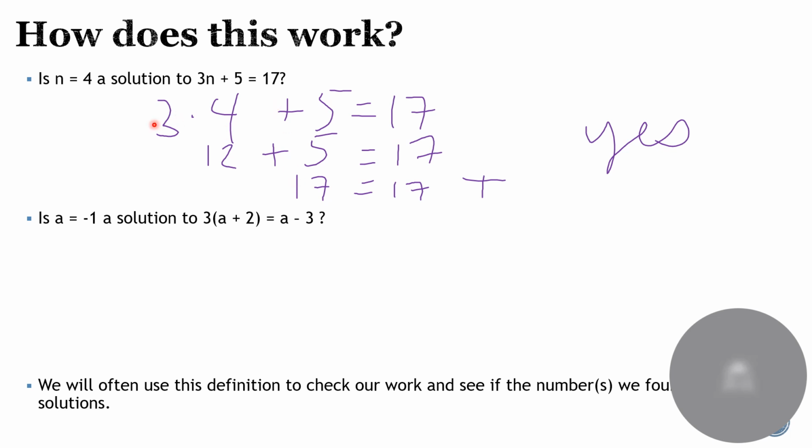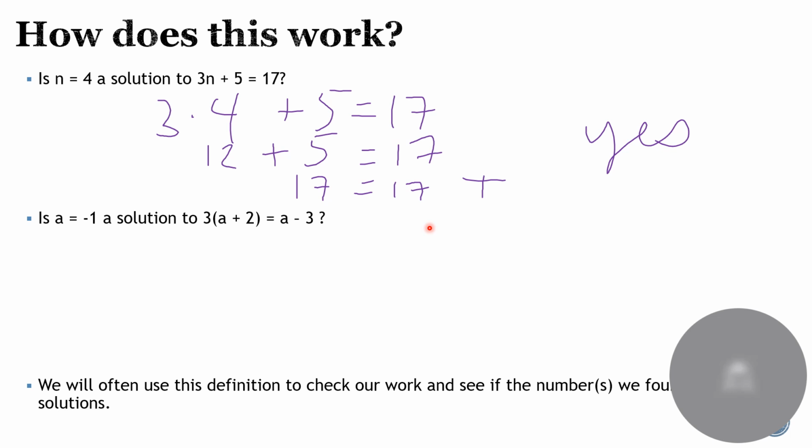So in the first step, I did 3 times 4, and I replaced that with a 12. Plus sign came down, 5 came down, equal sign came down, 17 came down. In my next step, I did 12 plus 5 and replaced that with a 17. Equal sign comes down, 17 comes down, and that's all I needed to do. I landed at 17 equals 17.